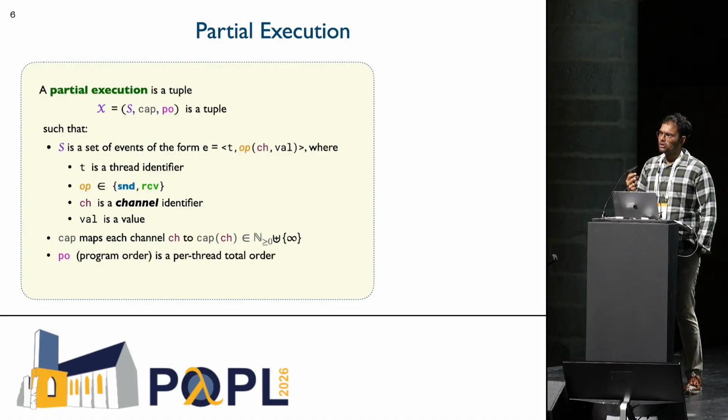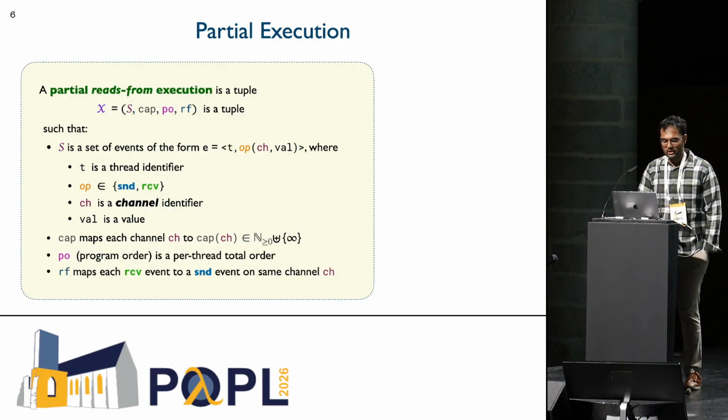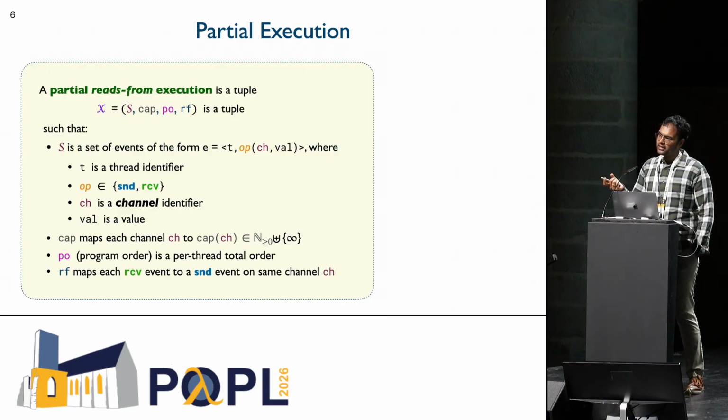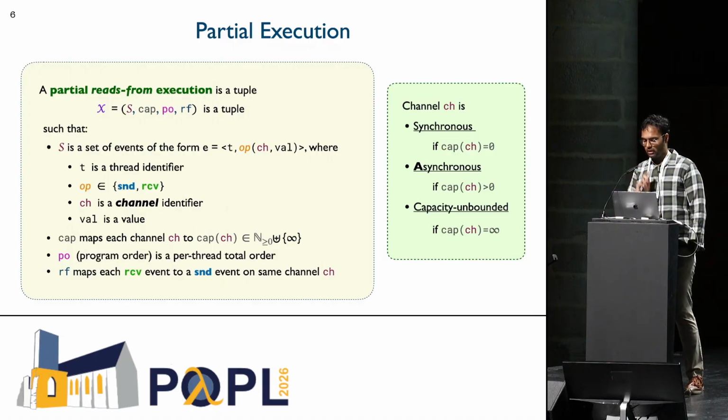And finally, you also talk about what is the program order on this set of events. This is something that you would have to respect when you're talking about possible interleavings. So this is your input. A slight variant of this input is the reads from setup, where you're additionally also given a reads from mapping. In this case, reads from mapping basically means for every receive event, what is the corresponding send event that it is receiving from? Okay, so that's the kind of inputs to my algorithmic problem.